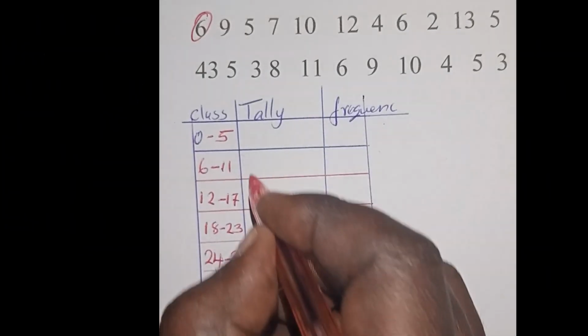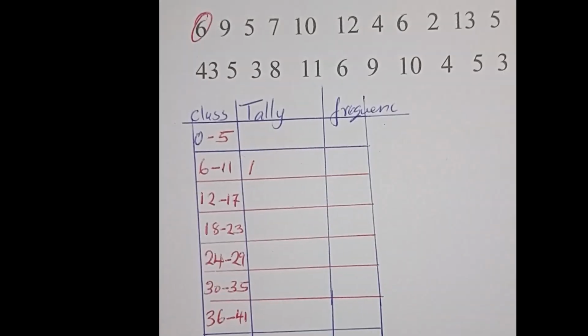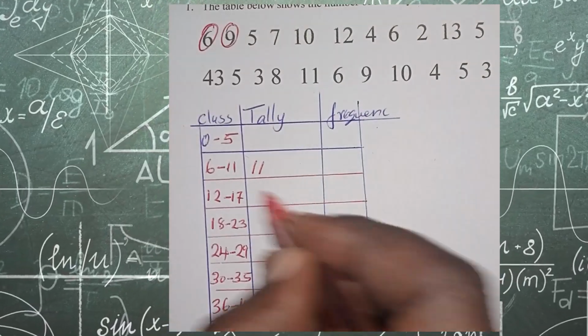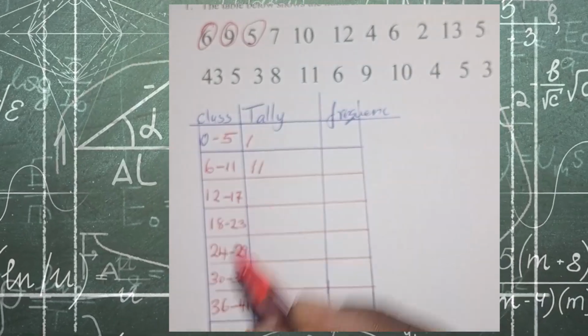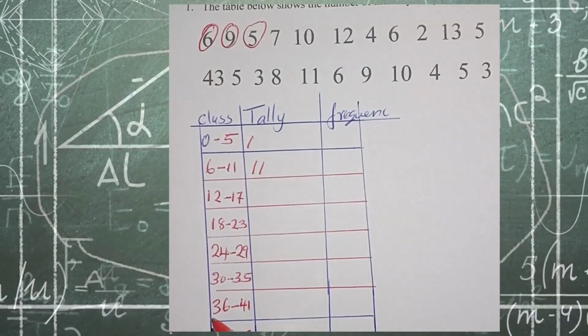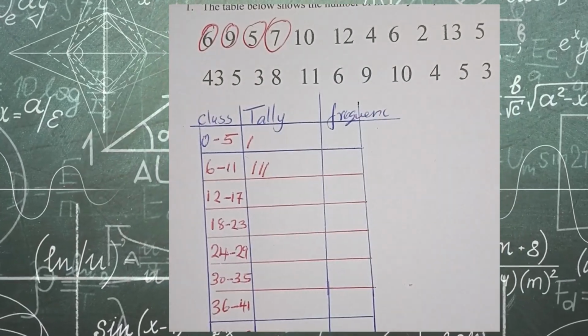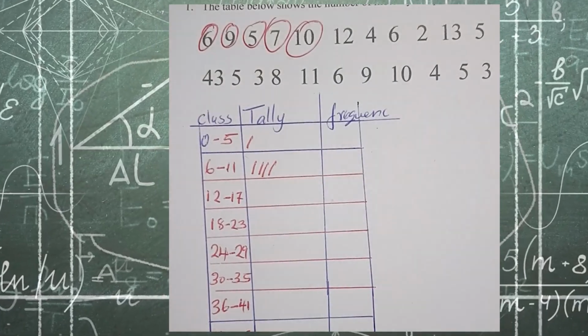The first number is 6. This belongs to the group 6 to 11, so we place 1 tally there. Next is 9, also in 6 to 11. Now we have 2 tallies in that class. The next number is 5, which falls under 0 to 5. That's 1 tally in that group. 7 fits in the 6 to 11 group. That's the 3rd tally there. 10 also belongs in 6 to 11. Now 4 tallies in that class.